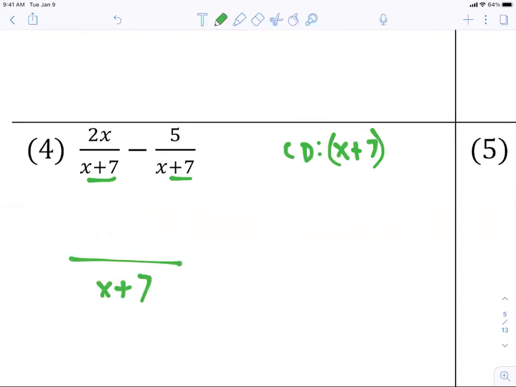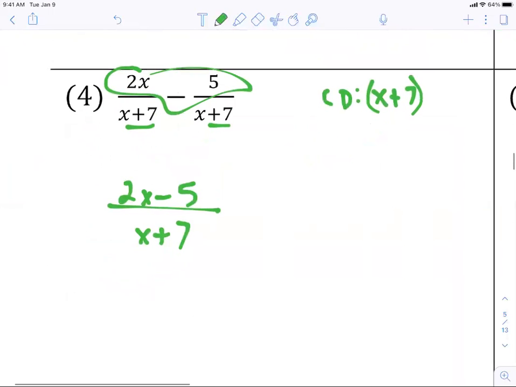The numerator, we have a 2x, and it's going to be a minus 5. So 2x minus 5. Let's rewrite that. All right, we're going to have a 2x minus 5. Now we would from here check to see if anything reduces. The numerator doesn't factor anymore because my GCF is just 1. Same with the denominator. So there is our final answer.